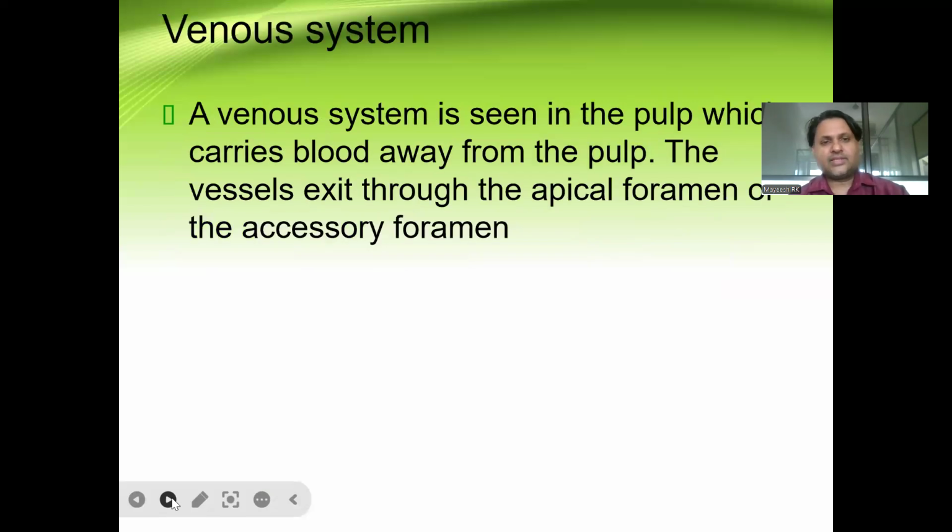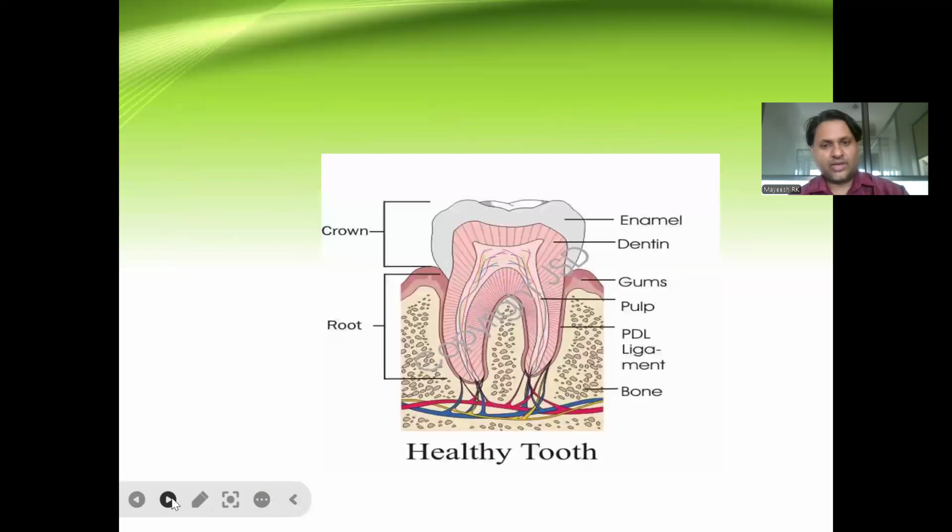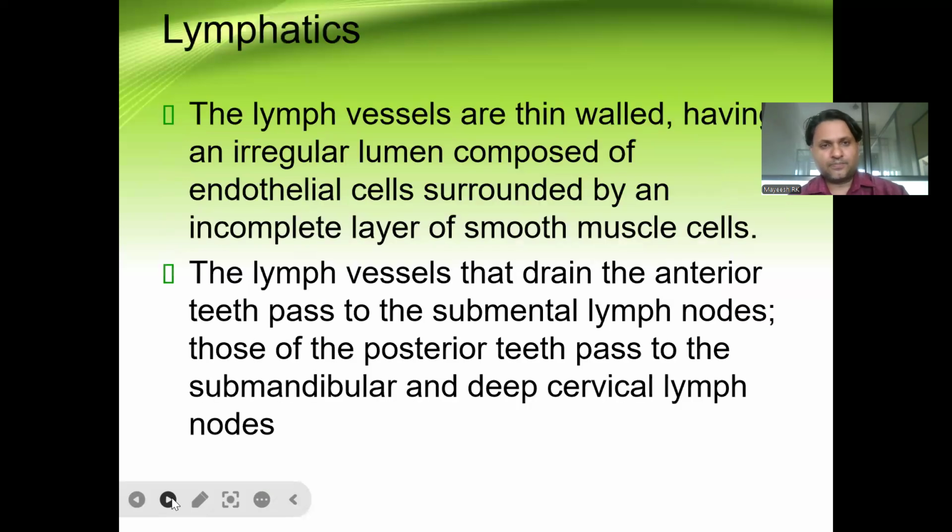Again, a rich venous system in the pulp. The vessels exit through the apical foramen or the accessory foramen. So we have a rich venous system. Here you can see the vascularized nature of the pulp, the venous system, the arteries, all these things can be appreciated from this diagram.